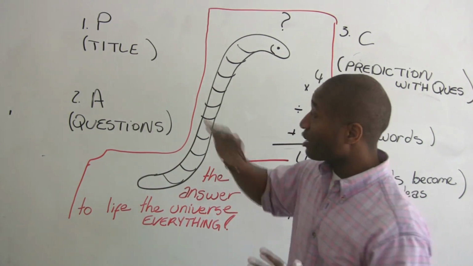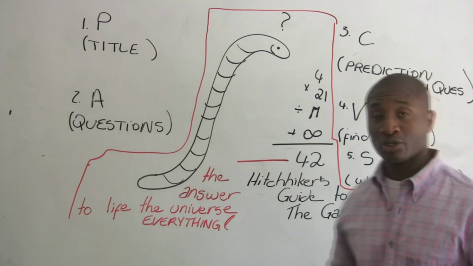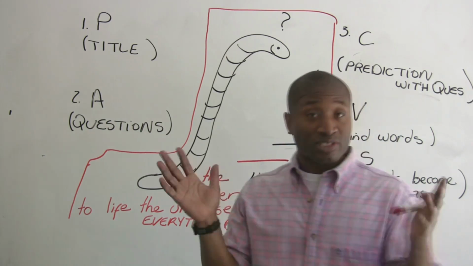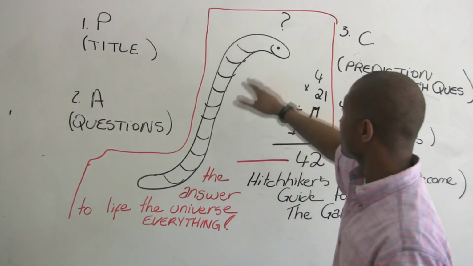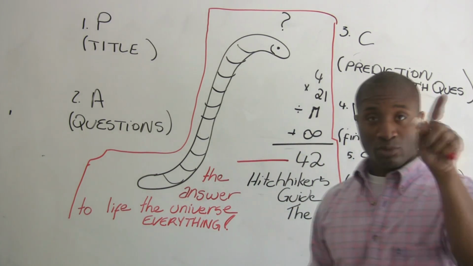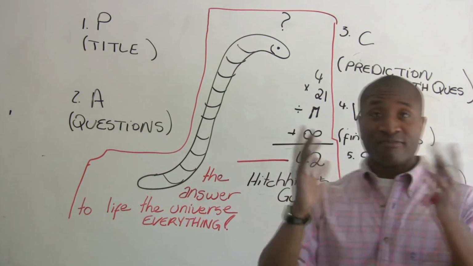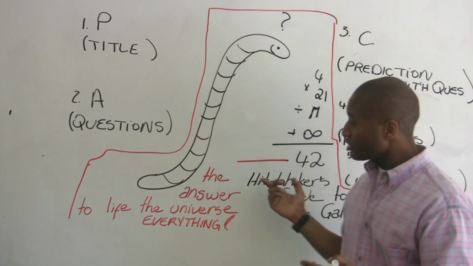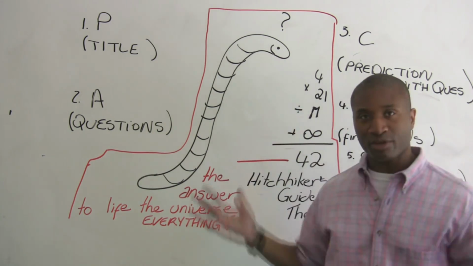So I've come up with something I hope will help you today, and Mr. E, of course, is going to help us. The first thing he wants to show us is, what is a sum? Because summary comes from sum, which means to come to an answer. Mr. E had some time on his hands, and he asked himself, if you had 4 multiplied by 21, divided by pi, and then add infinity, what would the number be? And he came up with the number 42.